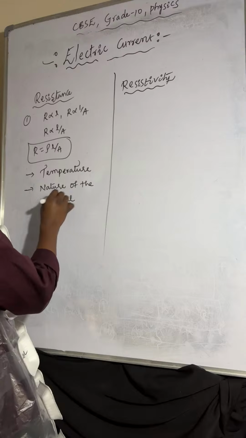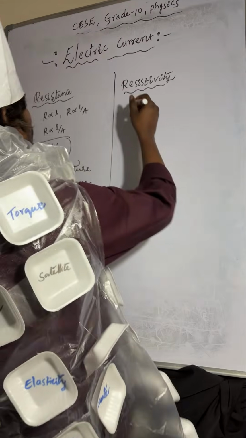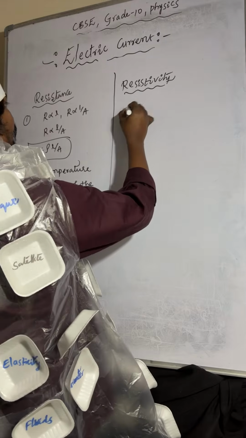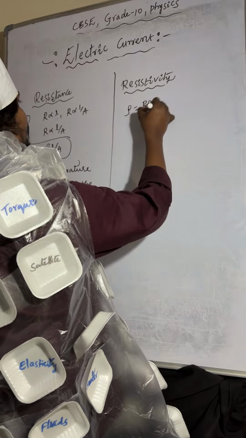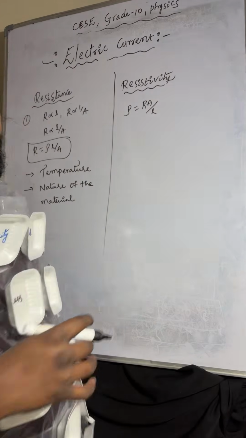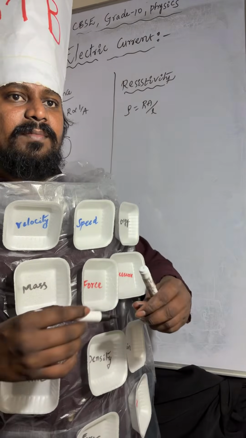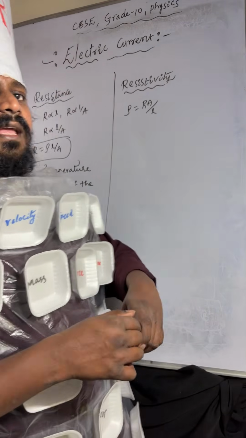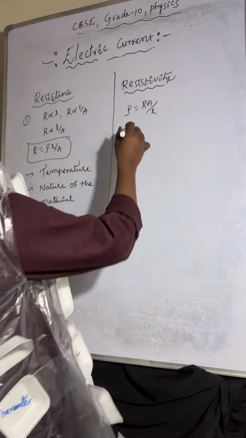Nature of the material. Understood? And here also resistivity rho equals RA by L. Resistivity rho equals RA by L. So the SI unit is very important.